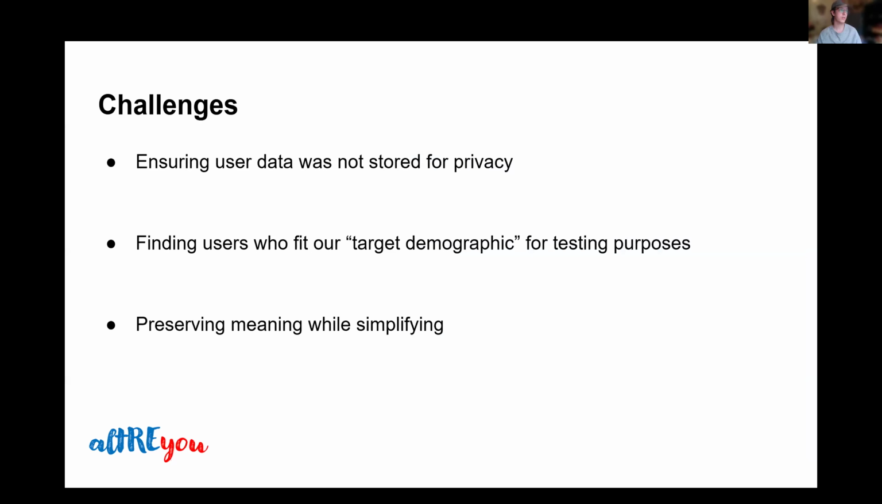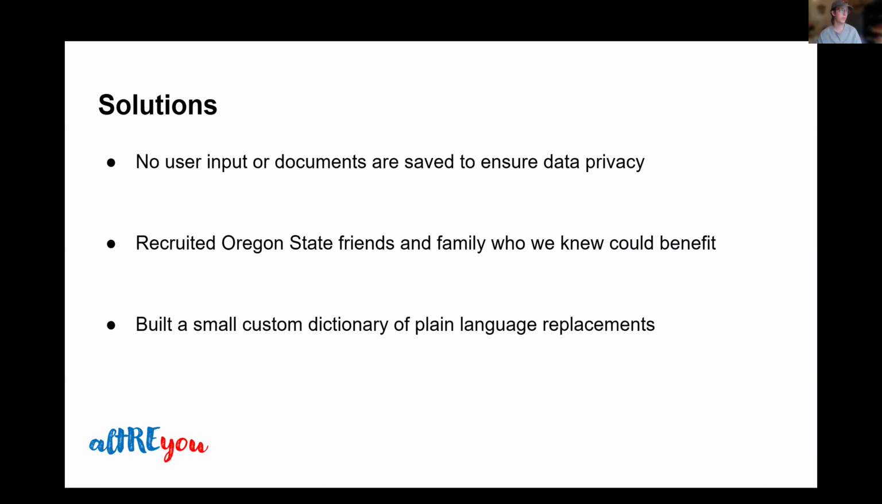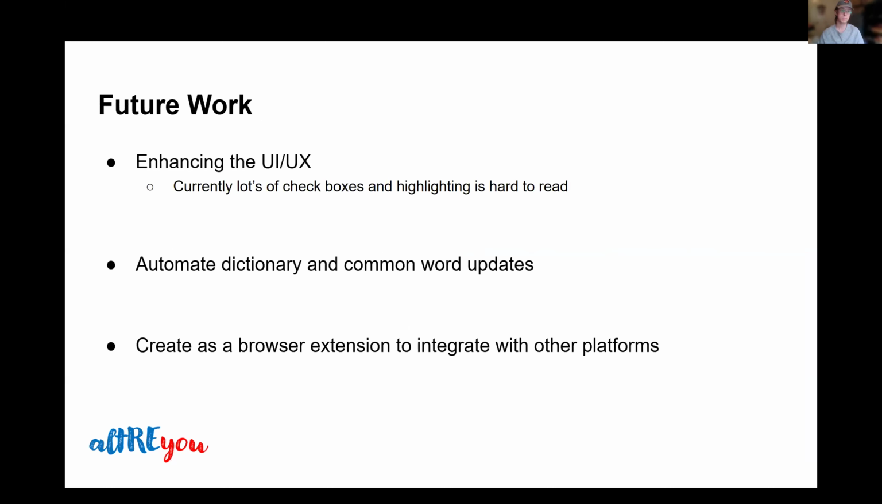Some challenges that we faced early on were learning to protect our user privacy and data. We didn't want to keep any of the user data, finding users that matched our target audience for testing, and preserving the original meaning while also simplifying. To address these, we avoided storing any type of user data for privacy concerns. We conducted careful user testing with people who match our target audience, and we incrementally refined simplifications to maintain meaning.